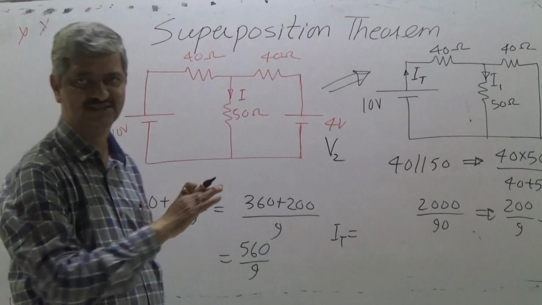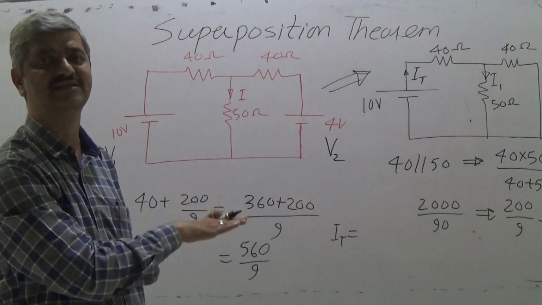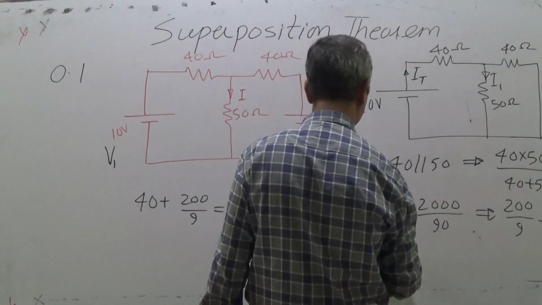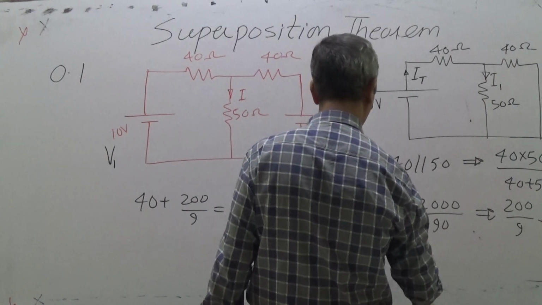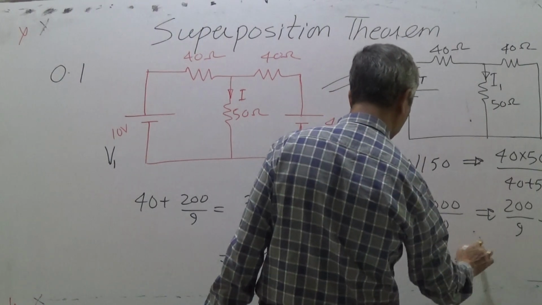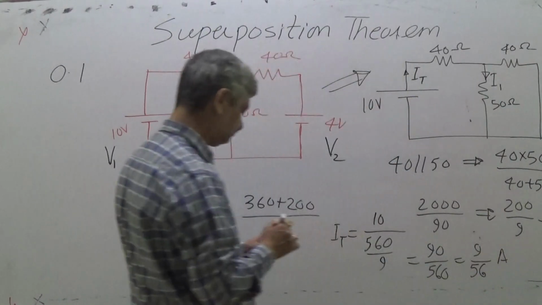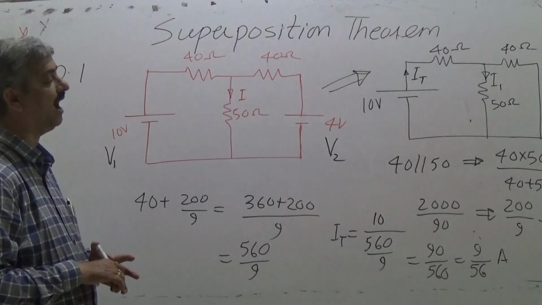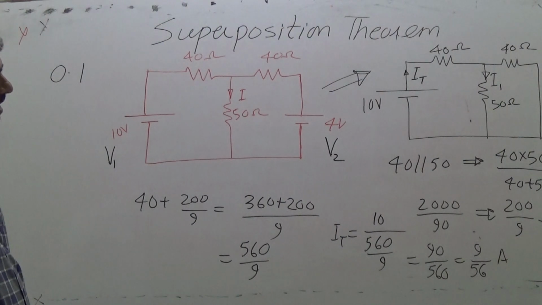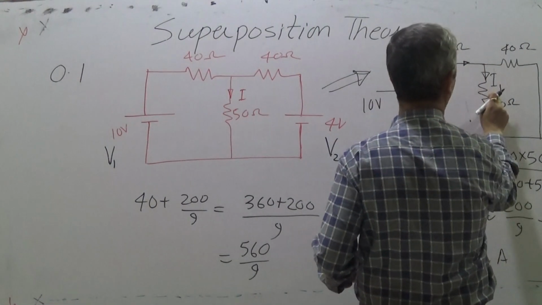Remember that I am just completing it because nobody of you should think that it is left incomplete, otherwise it is self-completing. IT is equal to 10 upon 560 upon 9, that is equal to 90 upon 560, that is equal to 9 upon 56 amperes. Total current IT will be 9 upon 56 amperes. So this is IT. So what would be I1?